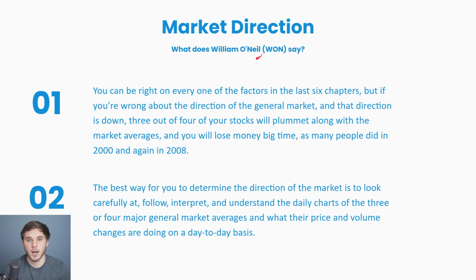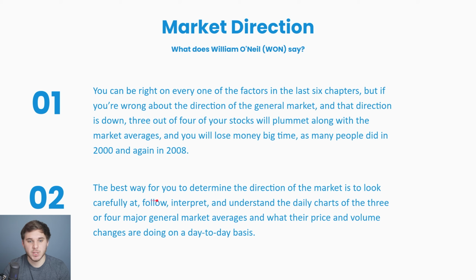So to start things off, we'll talk about what O'Neill actually said about market direction. Number one, he said you can be right on every one of the factors in the last 6 chapters, but if you're wrong about the direction of the general market and that direction is down, 3 out of 4 of your stocks will plummet along with the market averages and you will lose money big time, as many people did in 2000 and again in 2008.